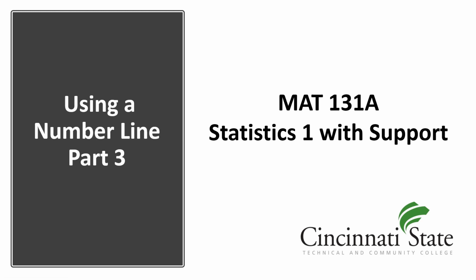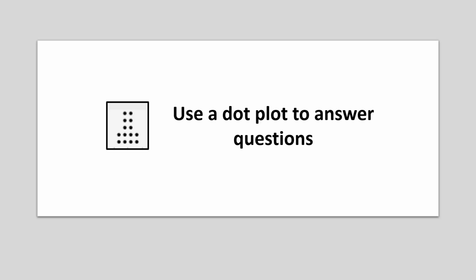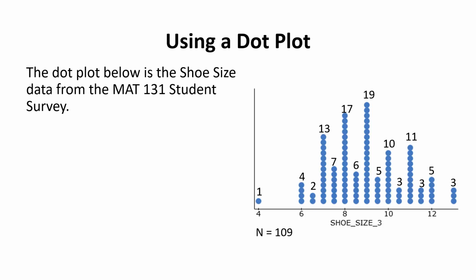Using a number line, part 3. This will be our last video in the series. Lesson objective: use a dot plot to answer questions. Let's begin. The dot plot below is the variable shoe size taken from a certain MAT 131 semester survey. In this example, our sample size was 109 students.